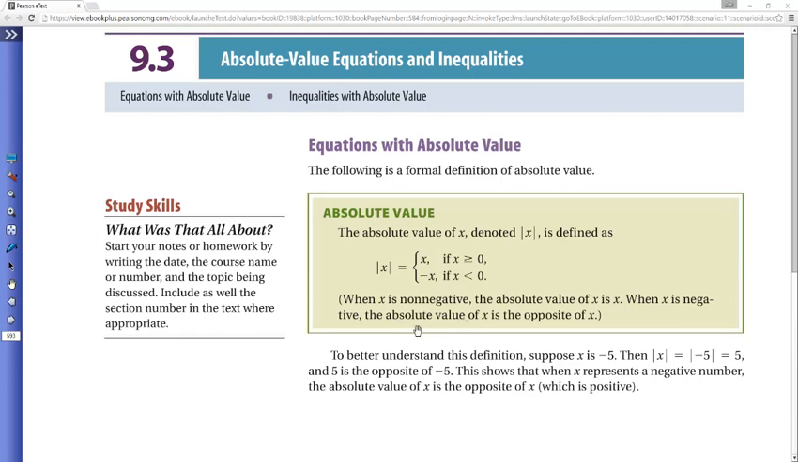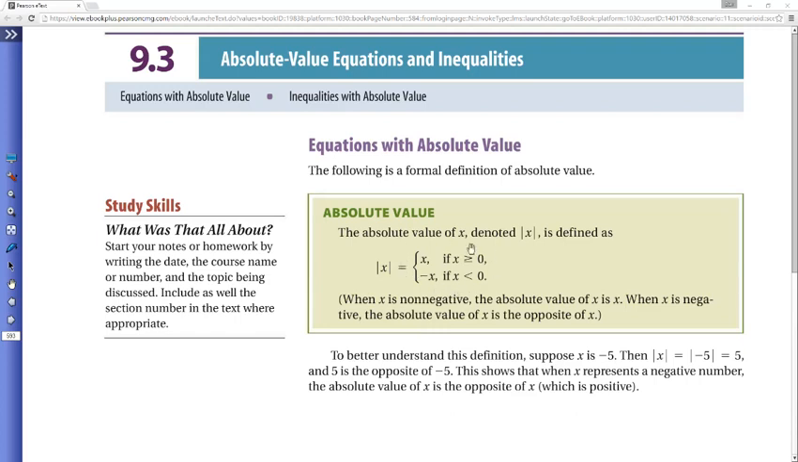So when x is non-negative, the absolute value is x. When x is negative, the absolute value of x is the opposite of x. Now, the best definition I've ever heard for absolute value is distance from 0. So if I have a negative 5, that is 5 away from 0. Or if I have 5, that's 5 away from 0.